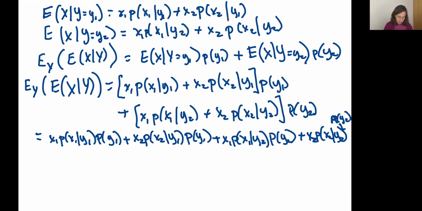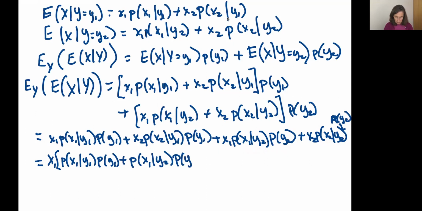And what would be the good way to recombine? Well, let's put the x1 terms together and the x2 terms together. So that's what we're going to do. So for x1 here, I have the probability of x1 conditional on y1 times the probability of y1 plus, where's my other term with x1? It's here. Okay, same thing, conditioning on y2. Probability of x1 conditional on y2 times the probability of y2. Okay, that takes care of my x1 terms.